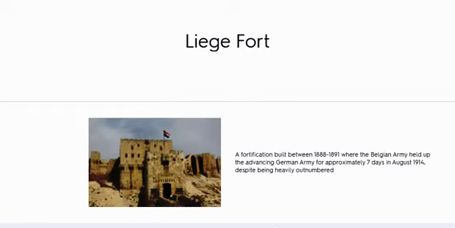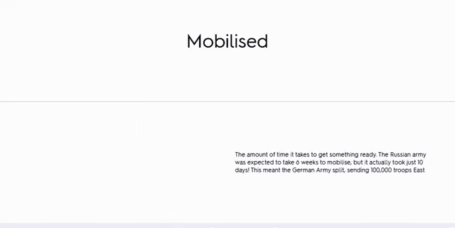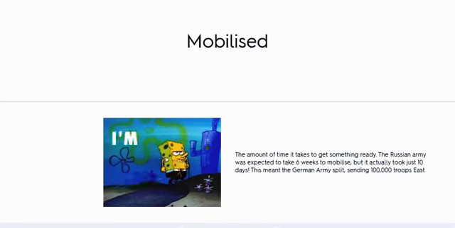Liege Fort. A fortification built between 1888 to 1891 where the Belgian army held up the advancing German army for approximately 7 days in August 1914, despite being heavily outnumbered. Mobilized. The amount of time it takes to get something ready. The Russian army was expected to take 6 weeks to mobilize, but it actually took just 10 days. This meant the German army split, sending 100,000 troops east.